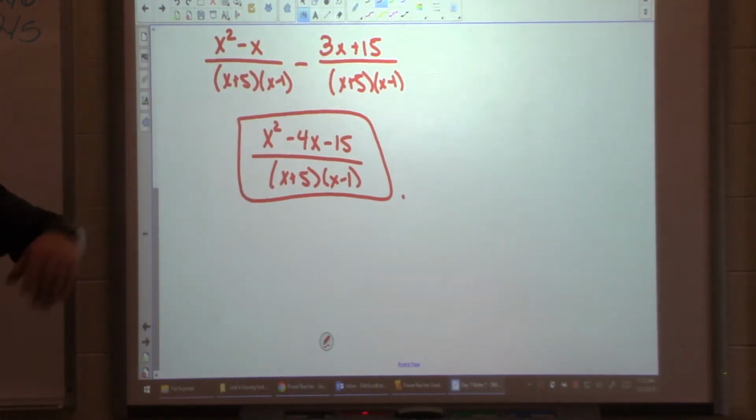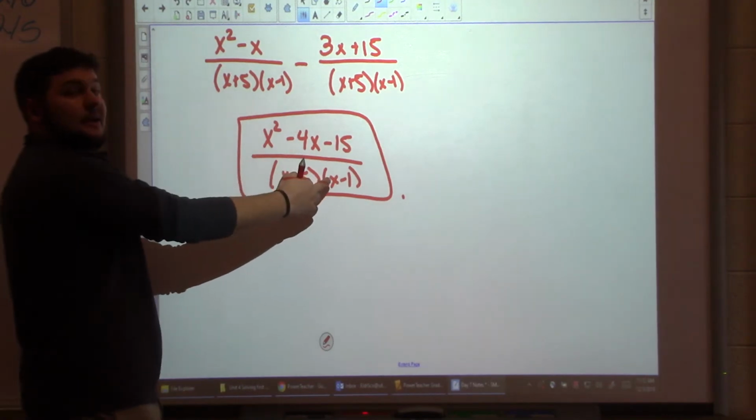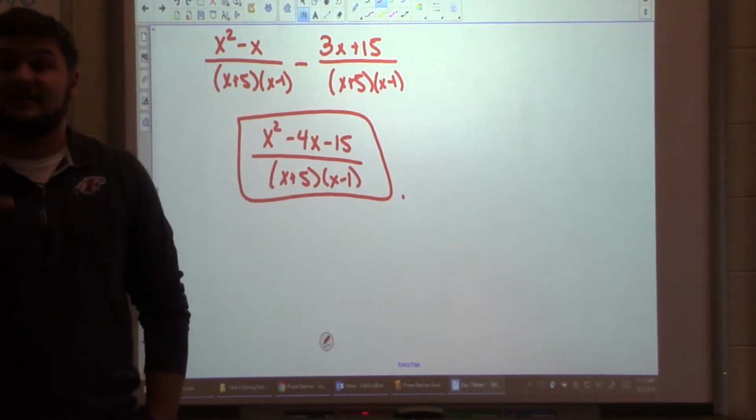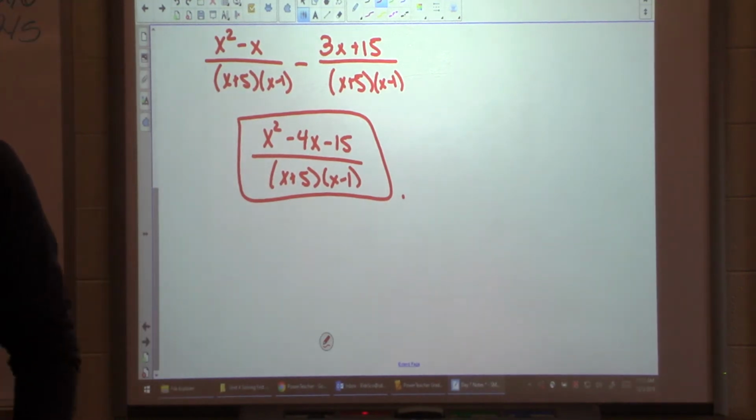Or, you can FOIL out your denominator. Either one's fine. I'm perfectly okay if you leave it unfoiled. And I would suggest you leave it unfoiled, because when you FOIL, it just gives you another chance to make a mistake, right? We don't need that.